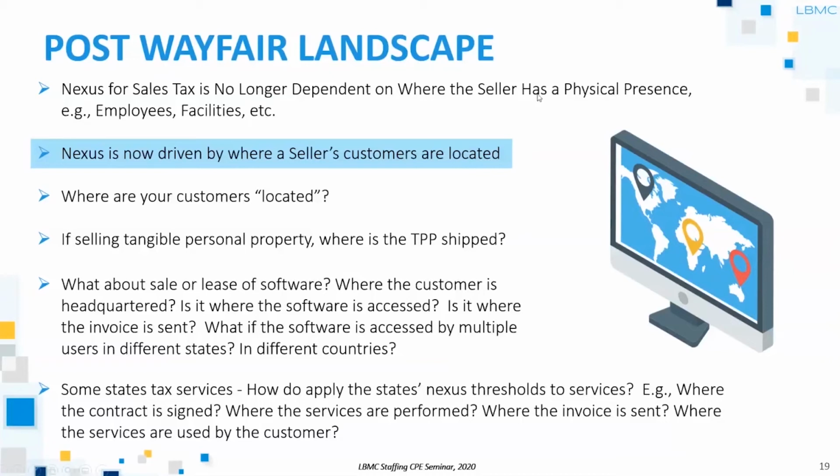But what about the sale or lease of software? That gets trickier. A lot of states will tax software. They either include it in the definition of tangible personal property or impose it directly on software. They may say it's a type of service. Texas does that. So what about a sale or lease of software? Do you know where your customer is in that case? And what about licensing software that could be accessed by users all over the country, all over the world? How do you take that into account for these Wayfair purposes?